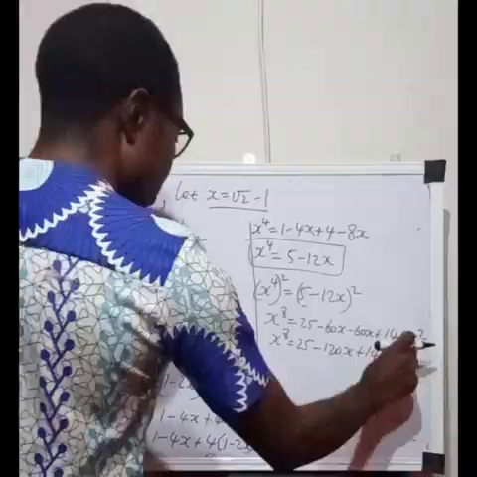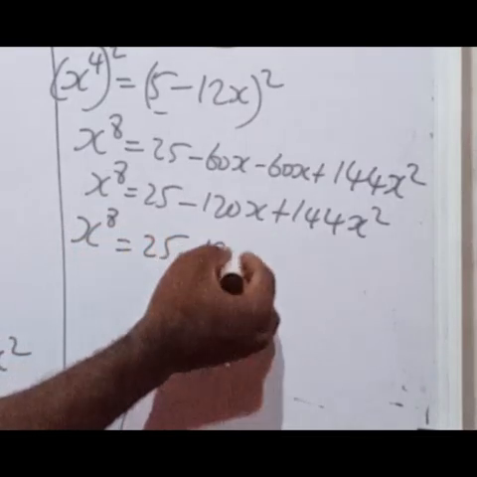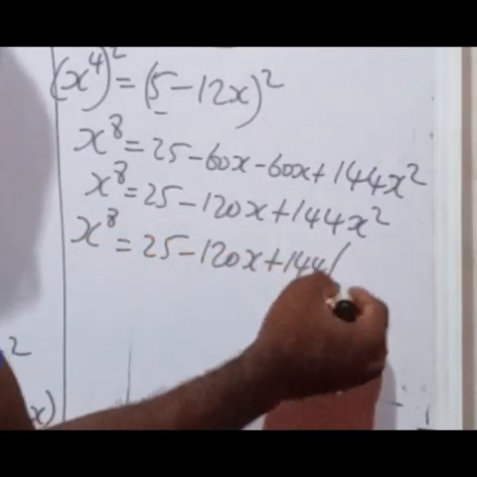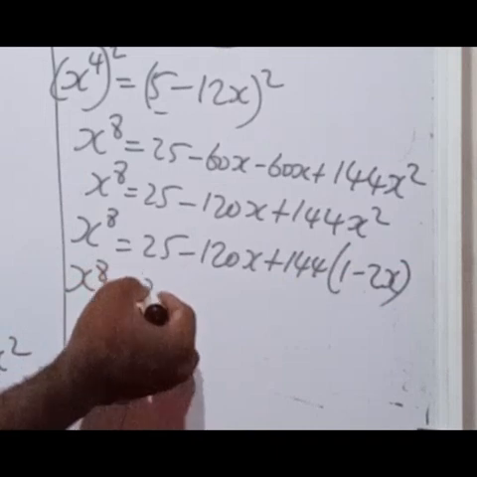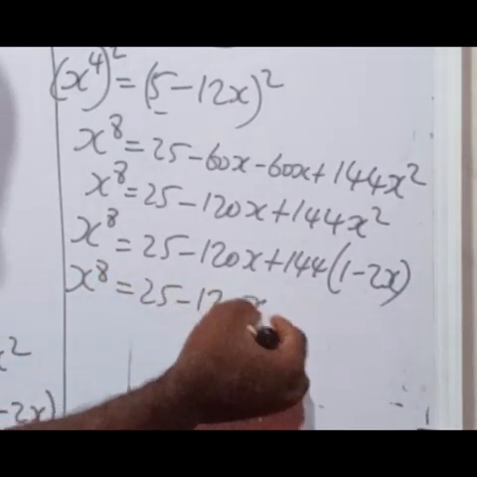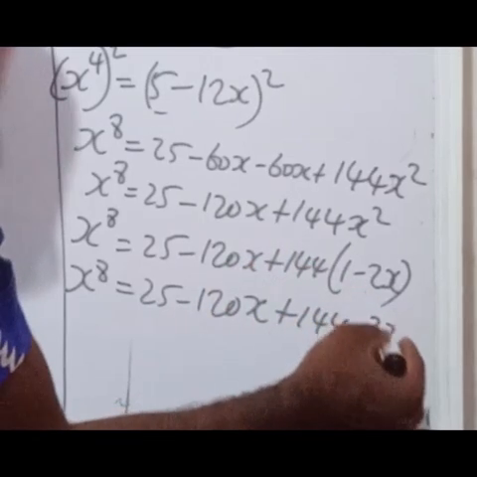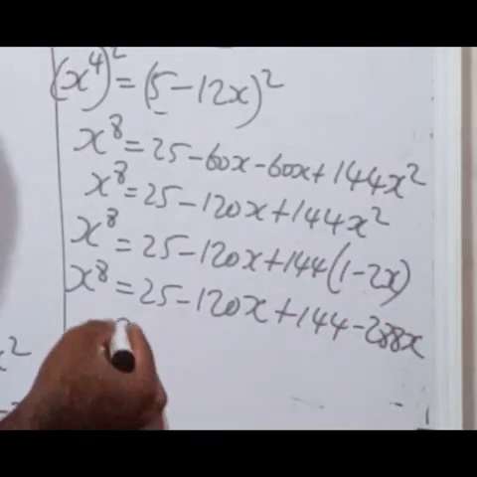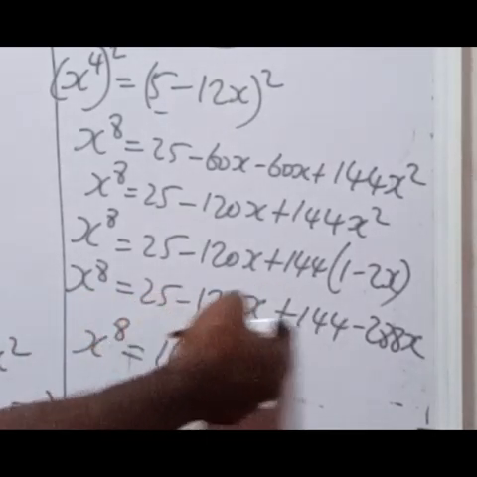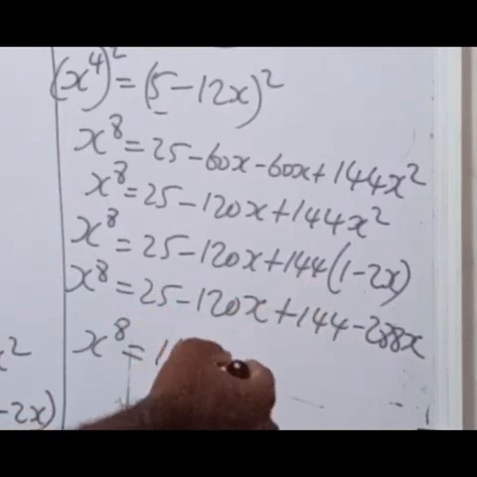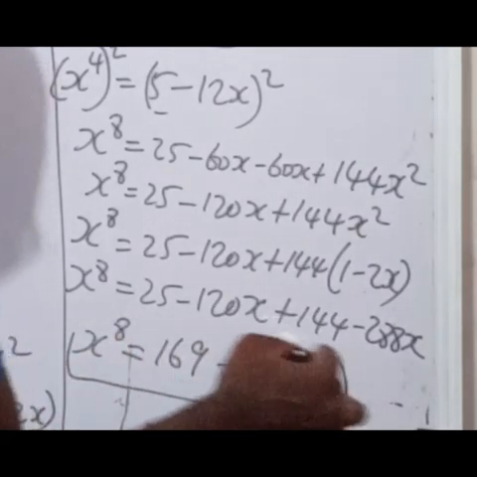But I don't want to see this x squared, so I will replace it with 1 minus 2x. So x raised to the power 8 equals 25 minus 120x plus 144 into (1 minus 2x). And x raised to the power 8 will give me 25 minus 120x plus 144 times 1 is 144. 144 times minus 2 is minus 288x. So x raised to the power 8 equals, collecting like terms, 25 plus 144 will give us 169, minus 120 minus 288 will give us minus 408x. This is x raised to the power 8.